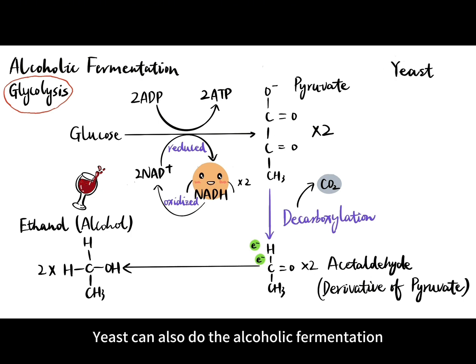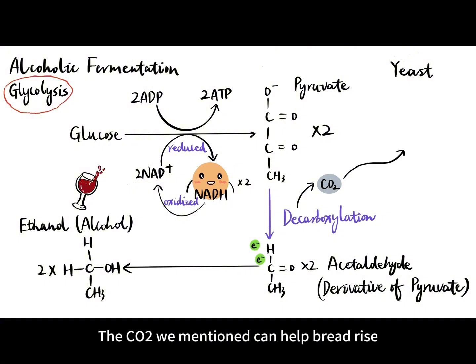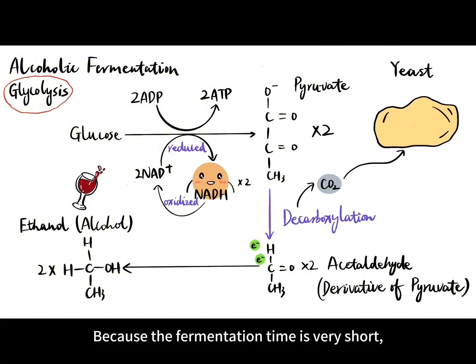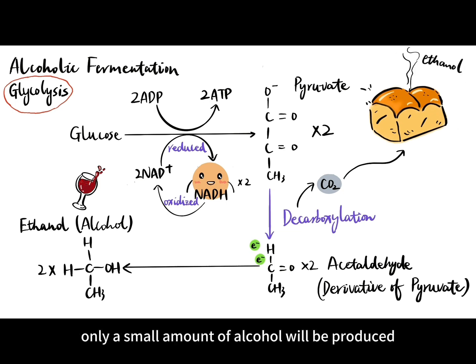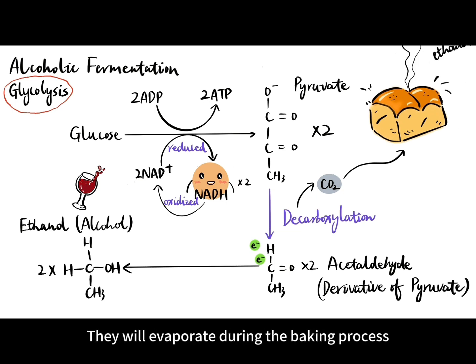Yeast can also do alcoholic fermentation in making bread. The CO2 we mentioned can help bread rise. Because the fermentation time is very short, only a small amount of alcohol will be produced. It will evaporate during the baking process.